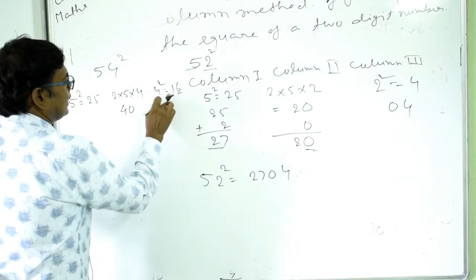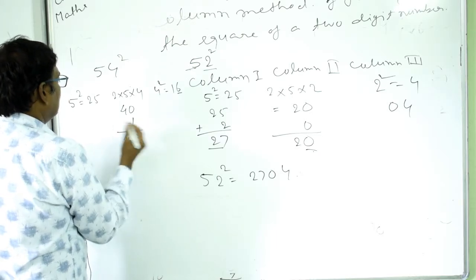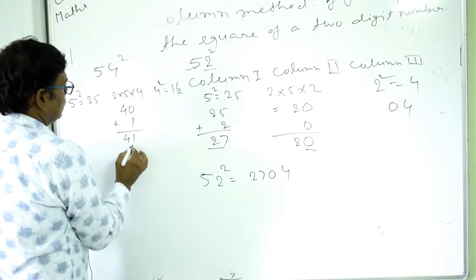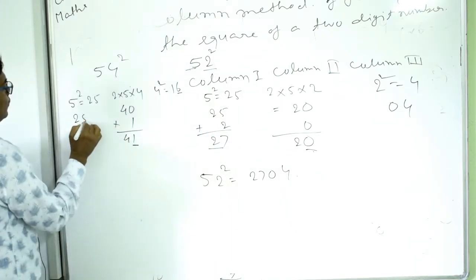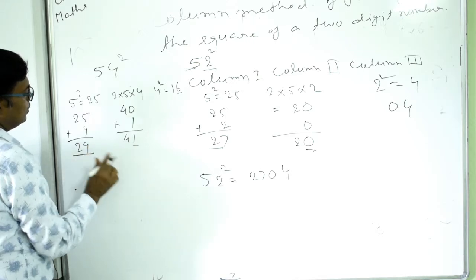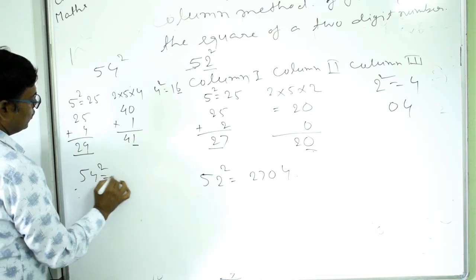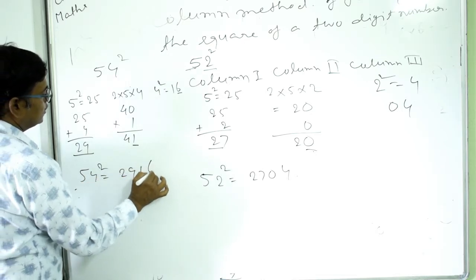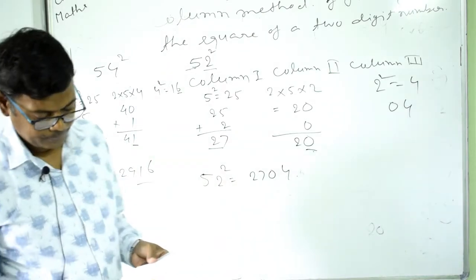So carry this 1 to this side here, that is add 1 here, so you will get 41. Now underline this 1 and then carry 4 to this side here, 25 plus 4, that is 29 here. Now underline this 29 and then you have 1 and then this, then you have 54 square equal to 2916. So this is the answer of this number.